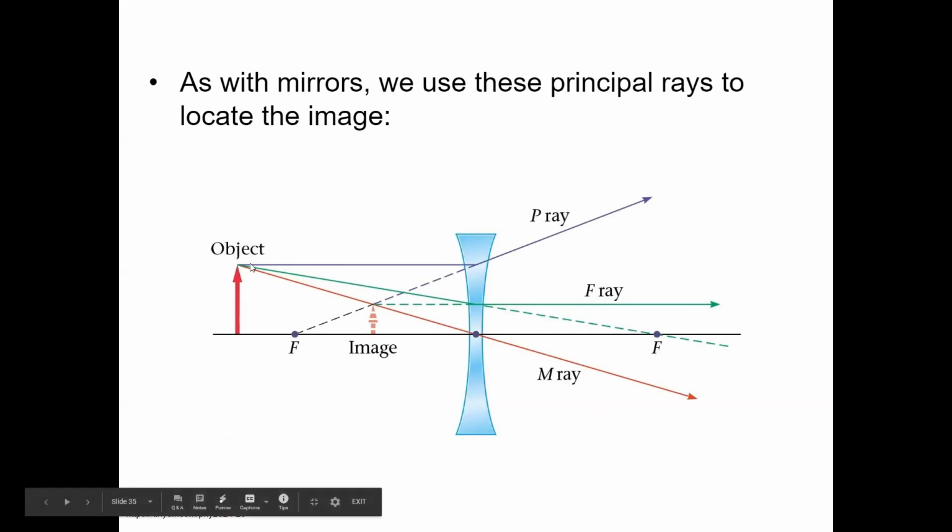So you can see if your object is over here, then your image will be here by using the three principal rays. That's a virtual image because the deflected rays going through the lens don't meet, but if you extend them back, they appear to meet somewhere here. So this is a virtual image. So a concave lens will form a virtual image.